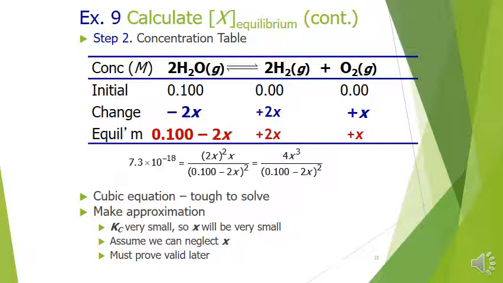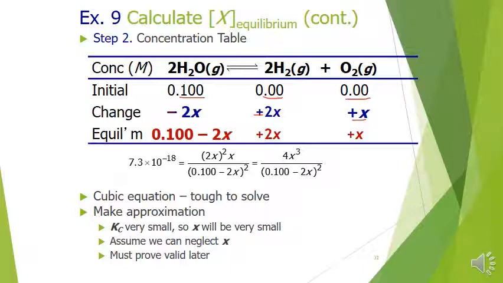Okay, so the reaction's going to move to the right because you don't have any product. So the initial concentrations are 0.1, 0.0, and 0.0. There are different ways you can look at this. You can go 2x, so it goes down by minus 2x, and the other side goes up by 2x and plus x. So the final concentrations are going to be 0.1 minus 2x, 2x, and x.